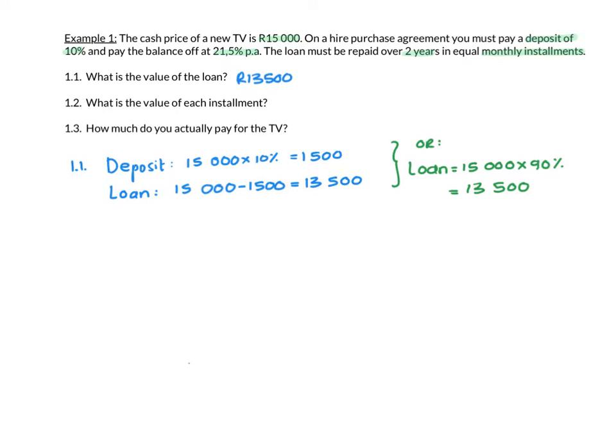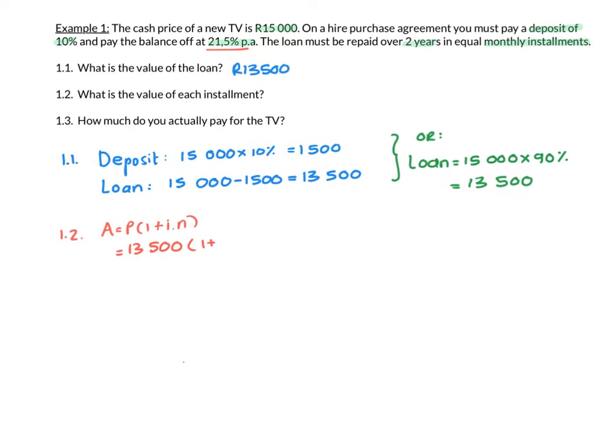Let's look at question 1.2. What is the value of each installment? Now the installments include interest. So first let's work out the interest on the loan. The P value is going to be 13,500 Rand. Be careful to use the loan value and not the value of the TV initially. Also, the percentage is 21.5%. Be careful that you don't rush and use the wrong percentage in the question.